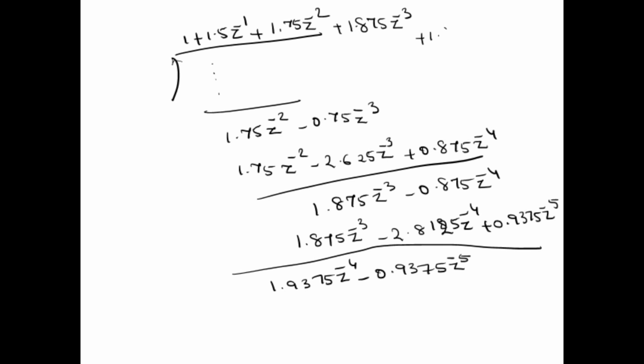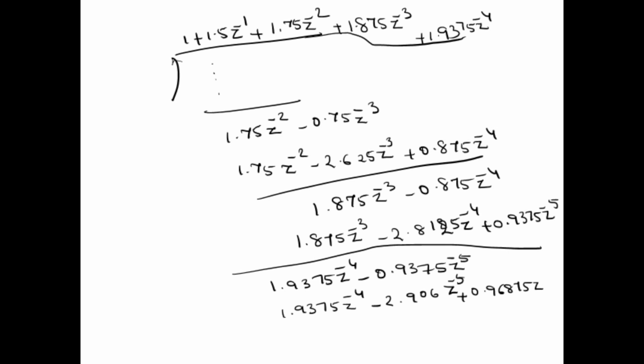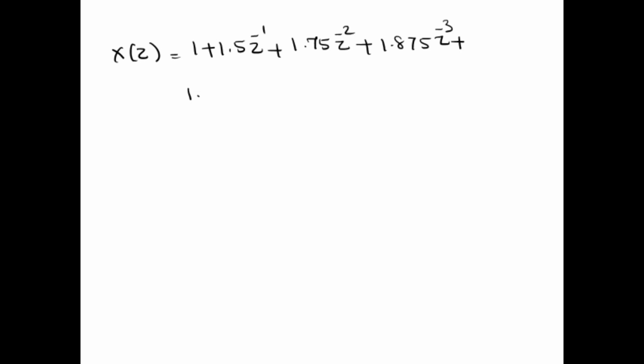So once again it is 1.9375 z to the power minus 4. So it will be 1.9375 z to the power minus 4 minus 2.906 z to the power minus 5 plus 0.96875 z to the power minus 6. So we can keep on dividing this and we will get some terms. So I can write x of z as 1 plus 1.5 z inverse plus 1.75 z to the power minus 2 plus 1.875 z to the power minus 3 plus 1.9375 into z to the power minus 4 plus so on.